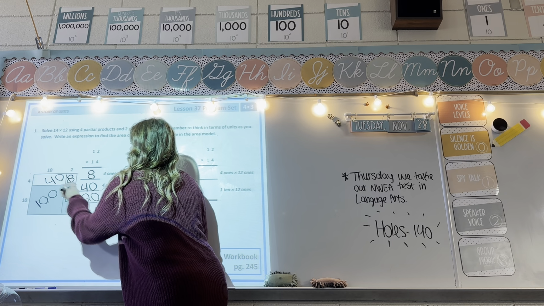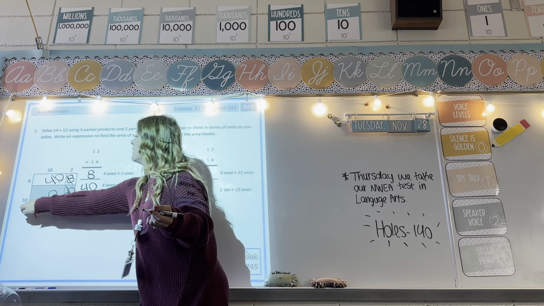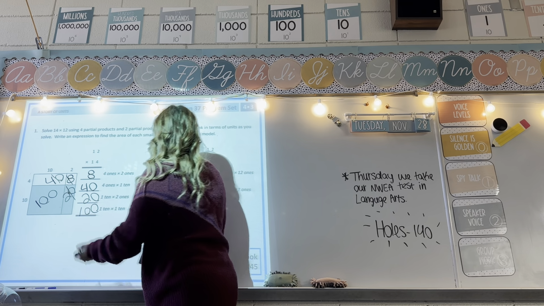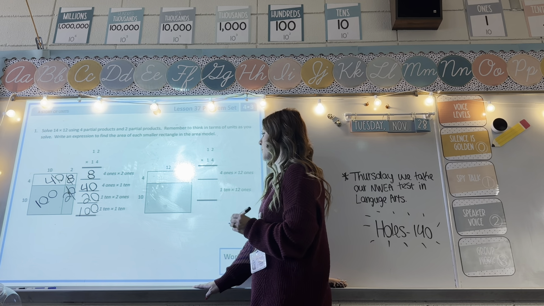So I'm going to mark that off. Oh, let me mark off my 40 because I already used that too. Now I have 1 ten and 1 ten. That made 100. Okay? When we go to add all these together, it'll make a little bit more sense.